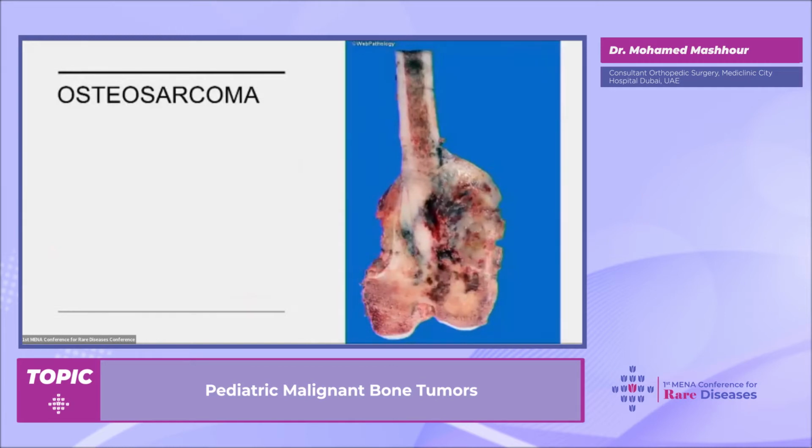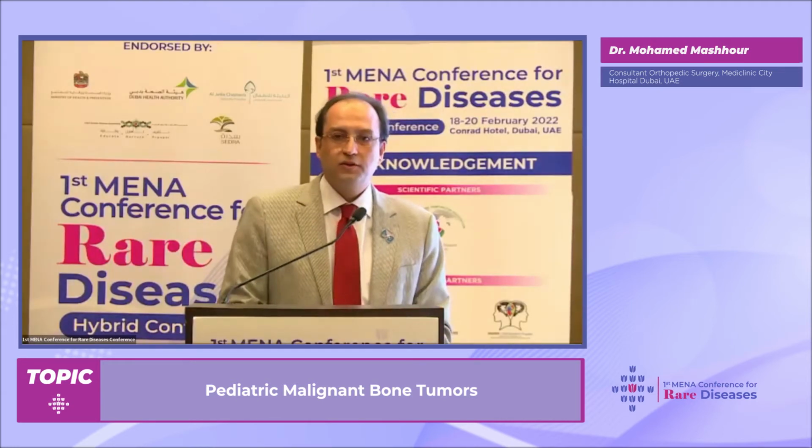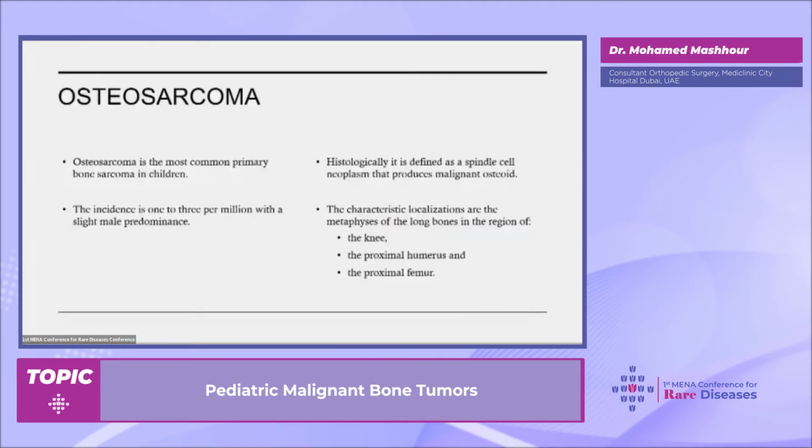I will start with osteosarcoma. It's the most common primary malignant tumor in the pediatric population. The incidence is 1 to 3 per million with a slight male predilection, okay? Histologically, they are spindle-shaped cells, but characteristic of it is the malignant osteoid. The preference is usually around the knee, mostly in the metaphysis, mostly distal femur, proximal tibia, and proximal humerus being the most common sites of osteosarcoma.